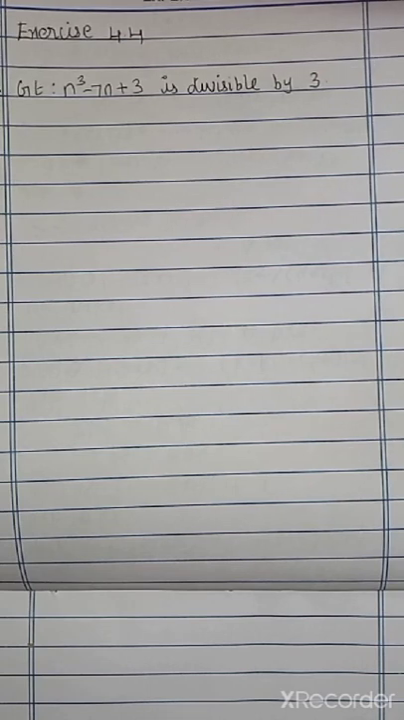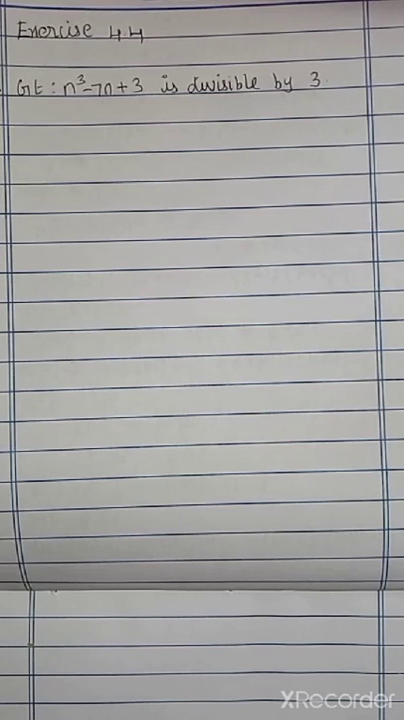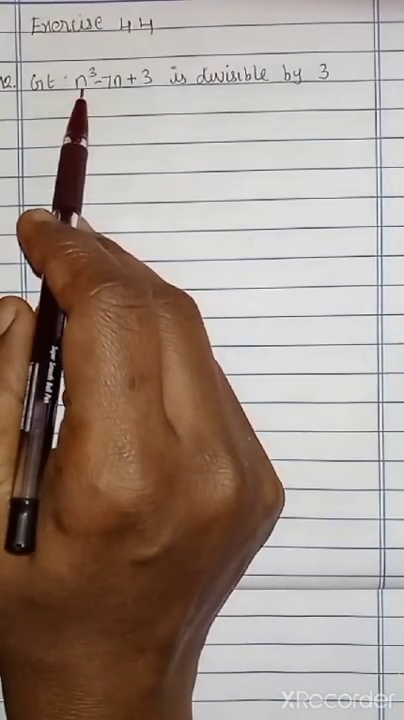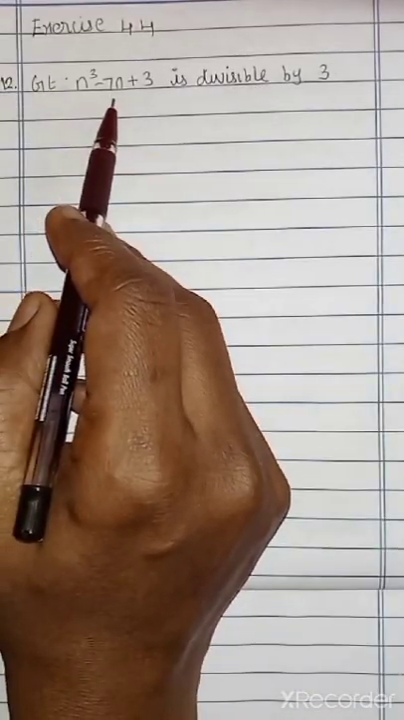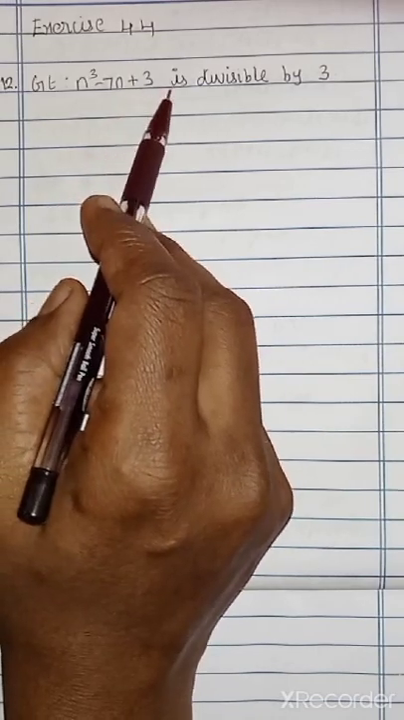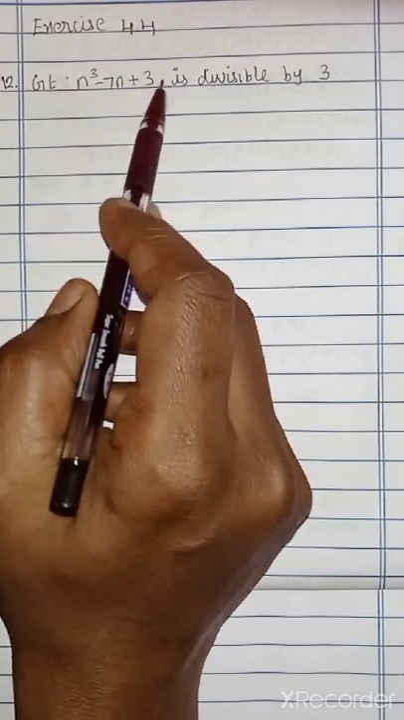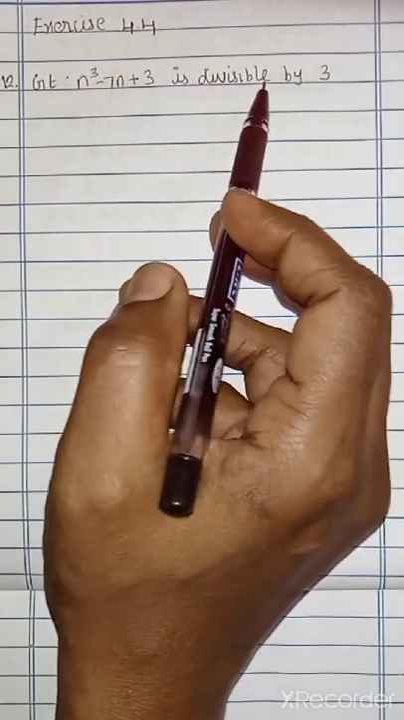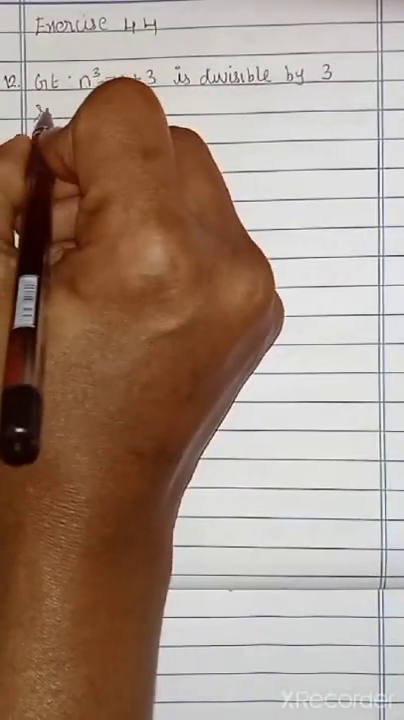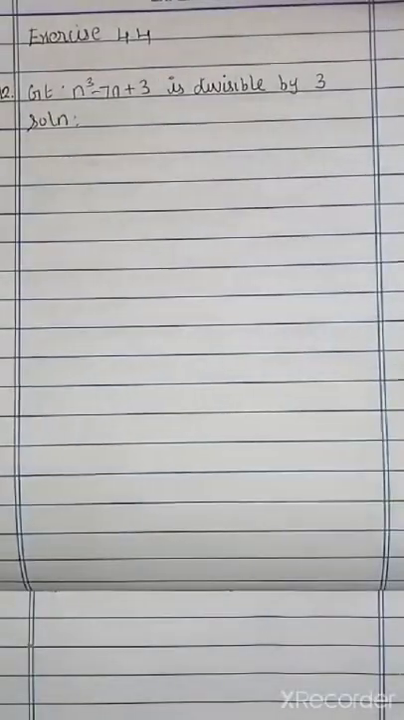Today we are going to continue the remaining problems of mathematical induction. Take your exercise 4.4, 12th problem. Use induction to prove that n cube minus 7n plus 3 is divisible by 3. So we have to prove that this term is divisible by 3. We are going to use mathematical induction to prove this one.